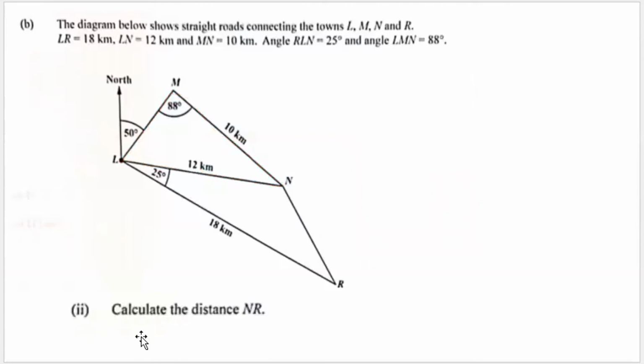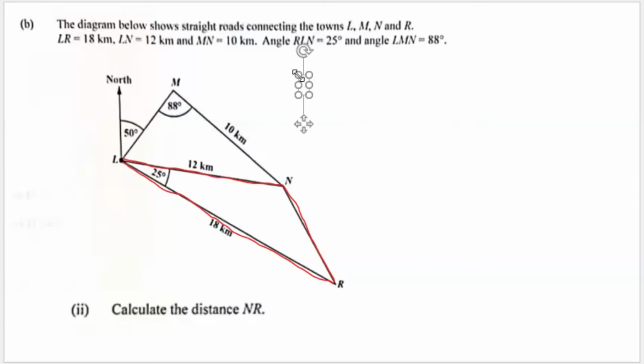Now part 2 wants us to calculate the distance NR. So now this is a triangle that we'll be using to calculate NR. So we're using this side. If you're realizing, these are actually two triangles that were joined. So now we have two sides and an angle. So what we can use here is our cosine rule.